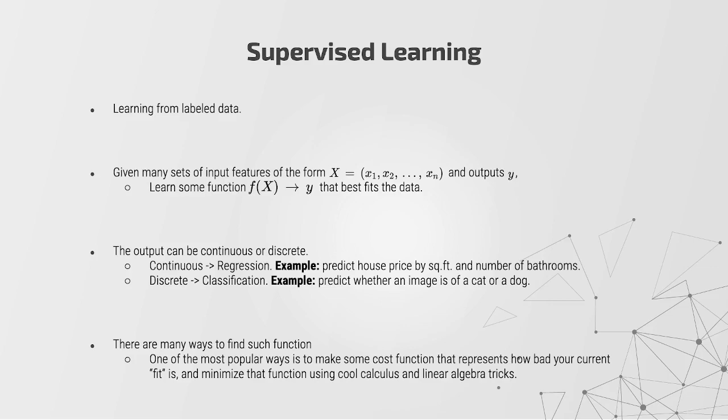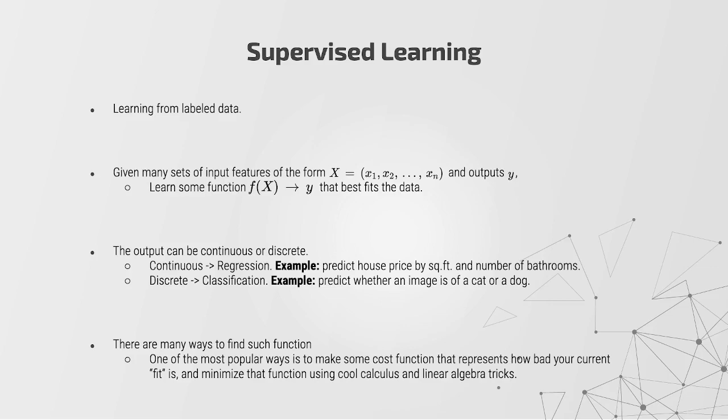First of all, we have supervised learning, which in general is learning from labeled data. What that means is that you're given many sets of input features with however many variables, and each one of them has some label, which could be continuous, just a regular number, or it could be discrete, like a dog or a cat. The idea of supervised learning is we want to learn some function where we can take the inputs and give an output that best fits the data.